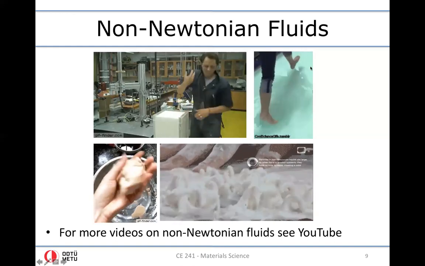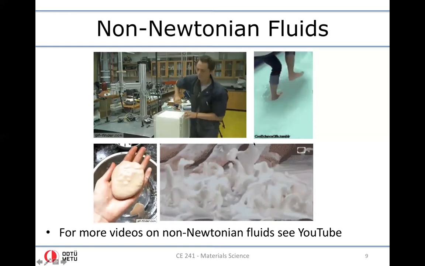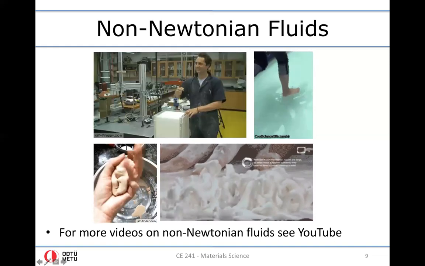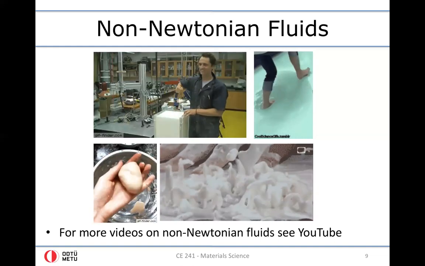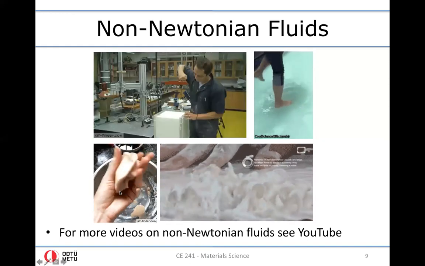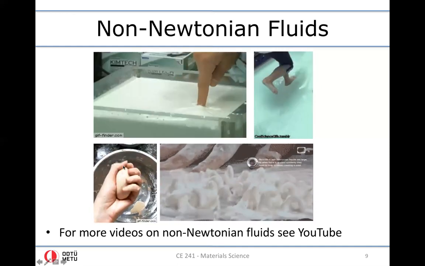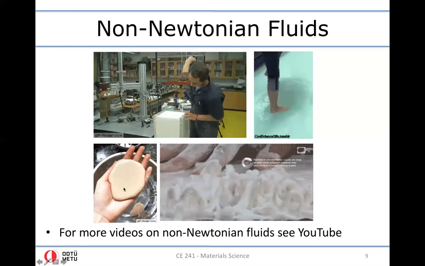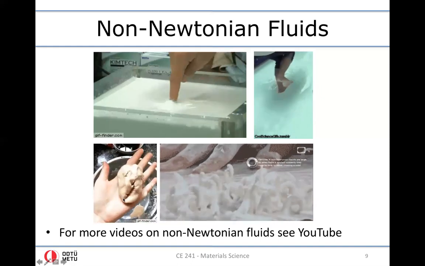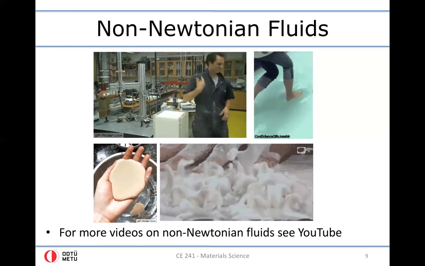Similar observations are made for the person walking on the mixture of cornstarch and water. If you walk fast enough, you can easily go from one side to the other side of the pool filled with the cornstarch without sinking. Another example here is that the person is deforming the cornstarch water mixture. When the deformation rate is high, it behaves like a semi-solid material, but when the deformation is stopped, then you see it starts to flow.